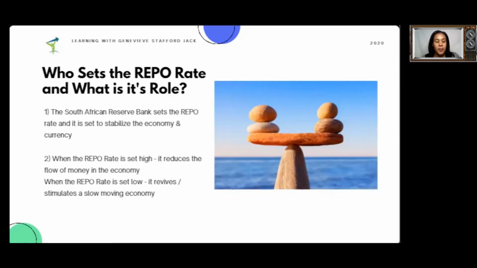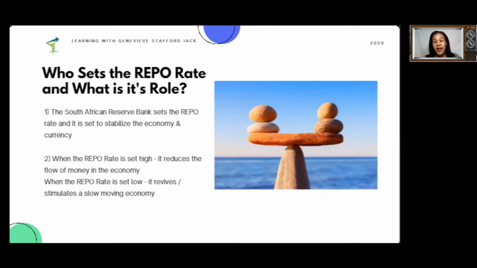So who sets the repo rate? The South African Reserve Bank sets the repo rate. Why would they do this? They do it in order to stabilize the economy as well as the currency. What is the role of the repo rate? If the repo rate is high, it is expensive to borrow money, right? But if the repo rate is low, then it means that it's cheap to borrow money.